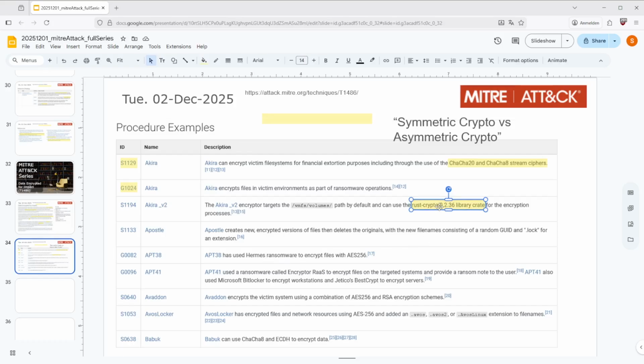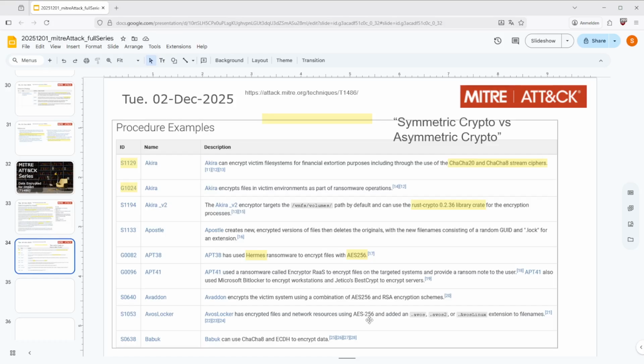That one I heard. Okay, so as you can see, Hermes, this is one of those names that you will see often, and here again AES-256, so that's again symmetric cryptography. It needs to be fast, right? So then APT41 used a ransomware called Encryptor RaaS, ransomware as a service, yes. It is a service indeed, because they offer you even kind of a support if it comes to decrypting files after you have paid. Those companies are quite professional, it's unbelievable.